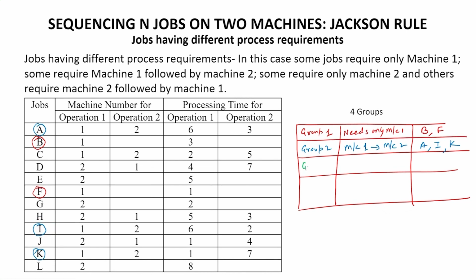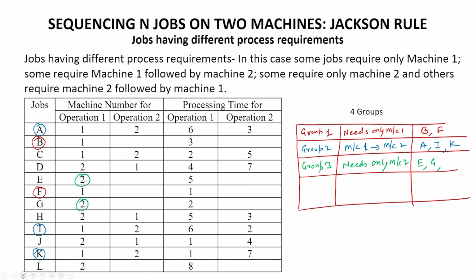Then see group 3, which needs only machine 2. Which are the jobs which require only machine 2? E is one job which requires only machine 2. Then there is G which requires only this. So there are 2 jobs which require only machine group 3, only machine 2.